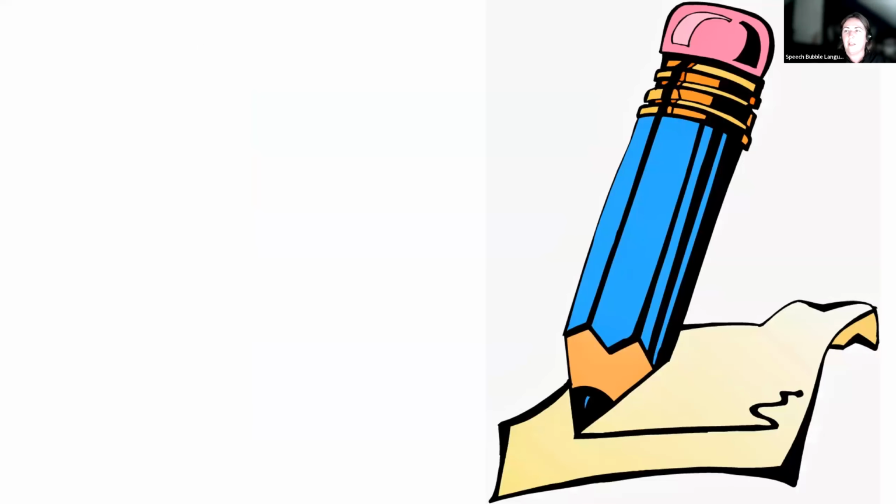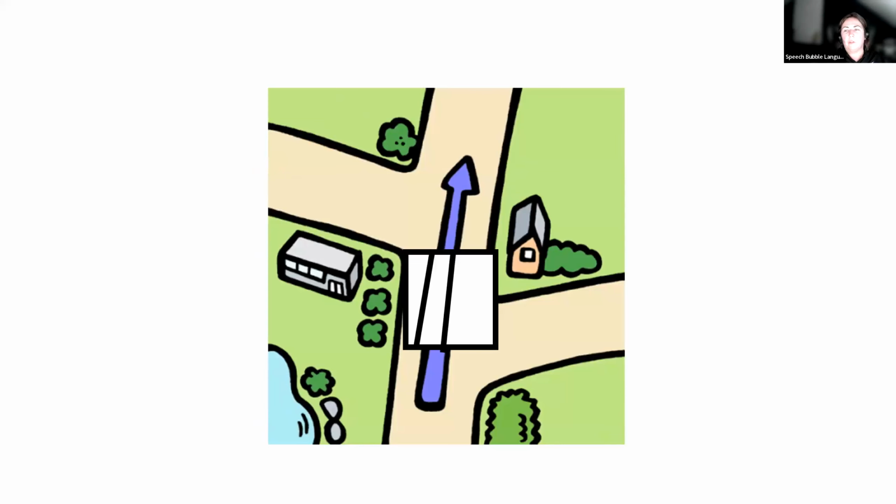Okay. Where are we going to go next? Couple of new ones for you. What do you think we're doing here? Siga todo recto. This one is a bit of a crossing actually. I think the arrows just went the wrong way.